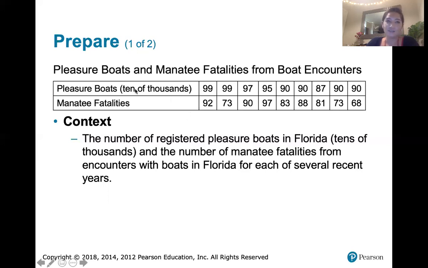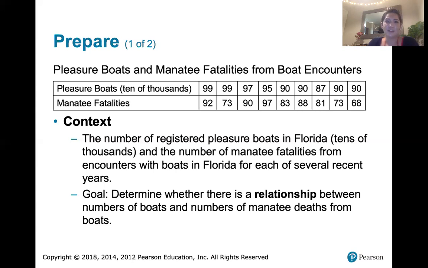But we've got all of these total numbers of pleasure boats in Florida in a particular year, and we have the manatee fatalities in that year. So we want to think about what the numbers that were given represent. And now we also want to think, okay, given this information, what are they trying to get at? What are we trying to find? Well, when I see this, I think, well, someone is trying to see if there's a relationship between these two.